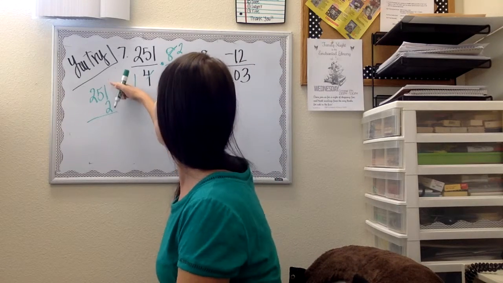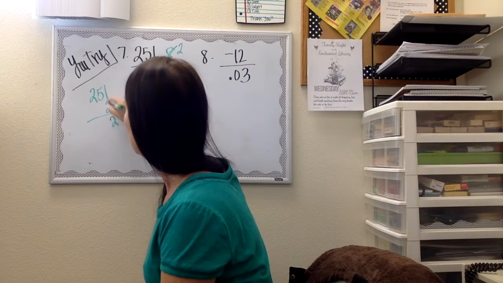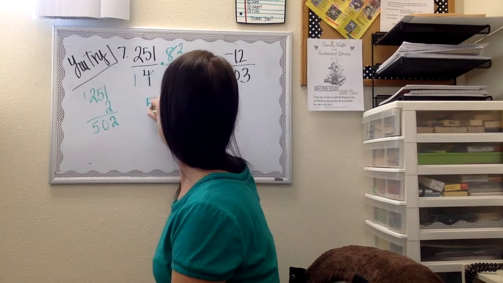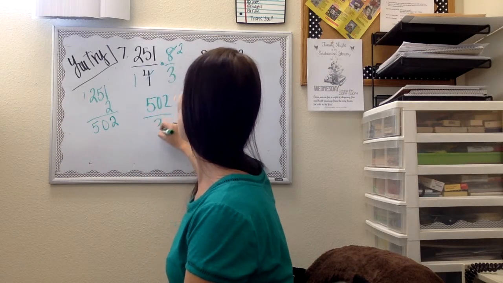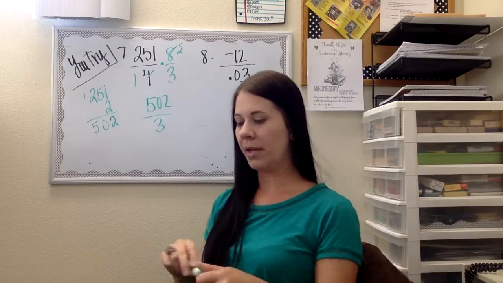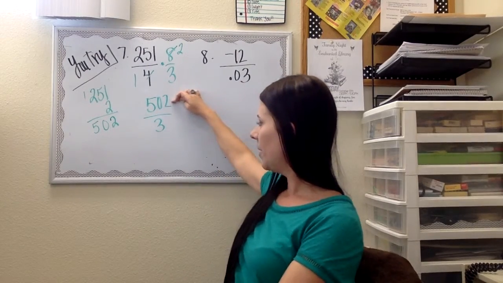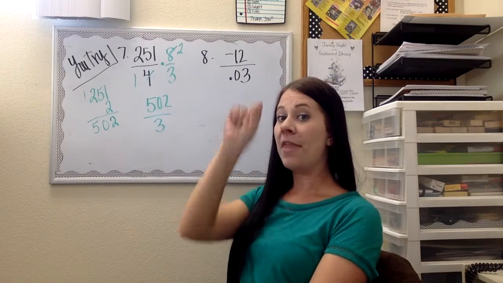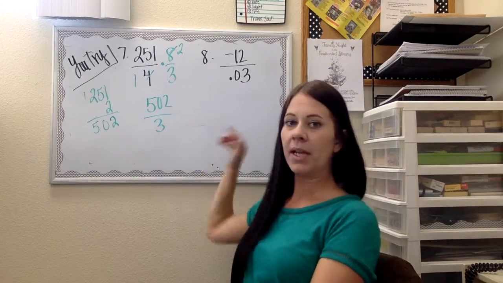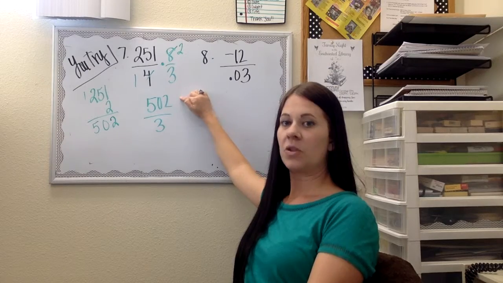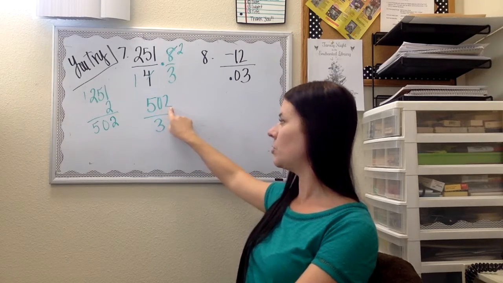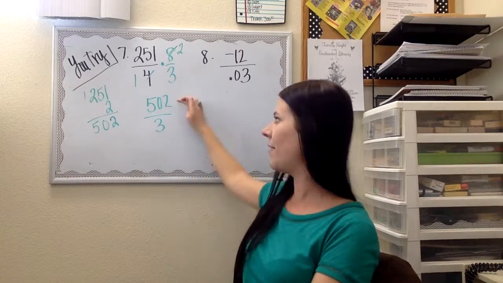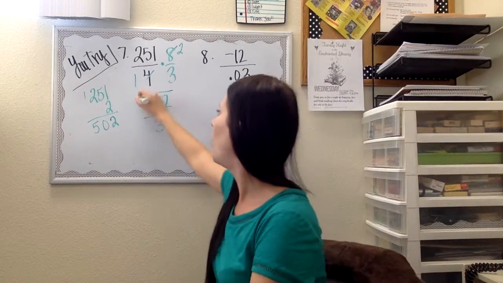Okay? So I'm going to do this off to the side. 2 times 1, 2 times 5, 2 times 2 is 4 plus 5. So I have 502 over 3. And then I'm going to show you a little trick. If you take this number and you add up each digit, if that number is divisible by 3, this number is. So here's what I mean. 5 plus 0 plus 2 is 7. Is 7 divisible by 3? No. So that means 502 isn't, which means we are done.